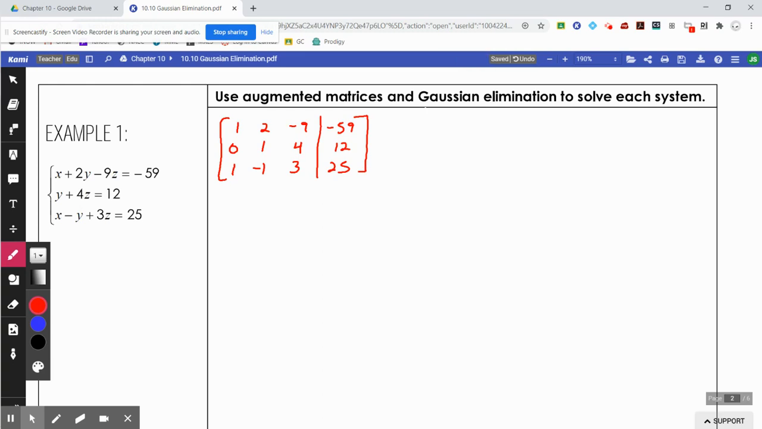So your 3 rules: you can multiply any row by any number you want to. You can flip-flop 2 rows, like if you want to switch these 2 rows, you can. And then the third and final rule is you can add any multiple of one row to another row, and that's going to change the row that you add it to.